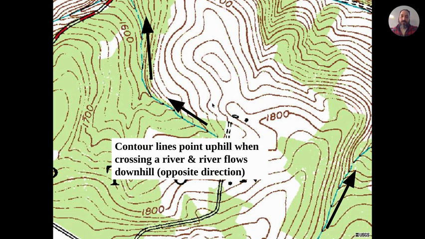So here's some other examples of this. You can see these contour lines are pointing uphill from where these rivers are flowing. You can kind of see it right here and right here.